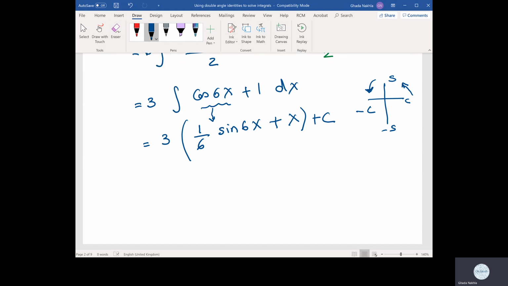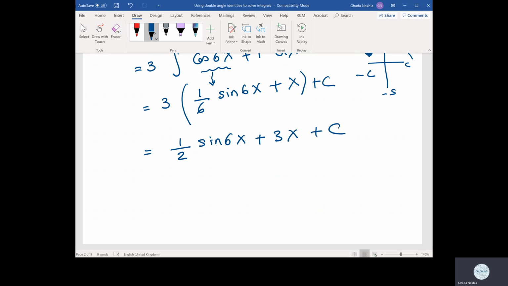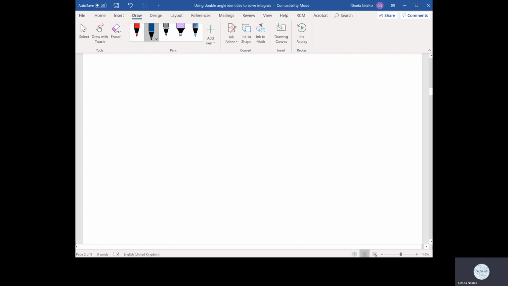And we can choose to leave it there, or we can choose to simplify it further. So let's multiply out the brackets. 3 times 1 over 6 is a half sine 6x plus 3x plus c, and we can leave it there. And what I did here is I've multiplied 3 divided by 6 is a half, and then multiplied the 3 by the x to give you 3x plus c. Let's take a look at a different example.